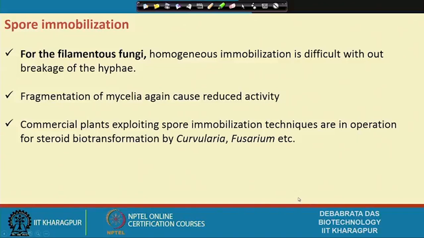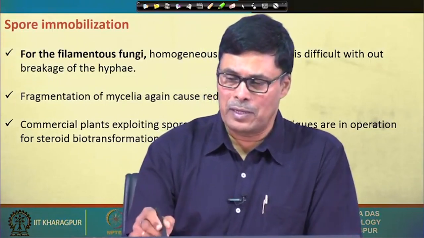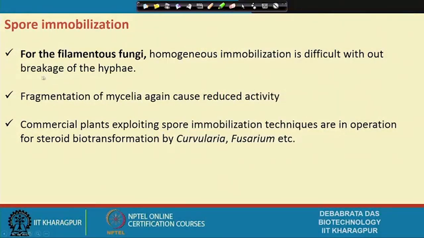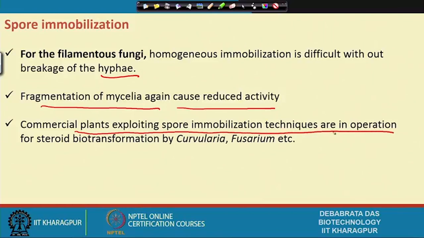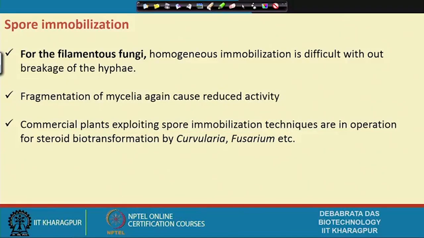Now, in the case of spore immobilization, let me tell you, in the case of a filamentous organism we have seen that it is difficult, because breakage of the hypha and fragmentation of the mycelia cause a reduction in activity. But commercial plants exploiting the spore immobilization technique are in operation for steroid transformation, where Fusarium is used, and this is largely used for the steroid transformation process. So this is another problem that we have in the case of fungal cells.